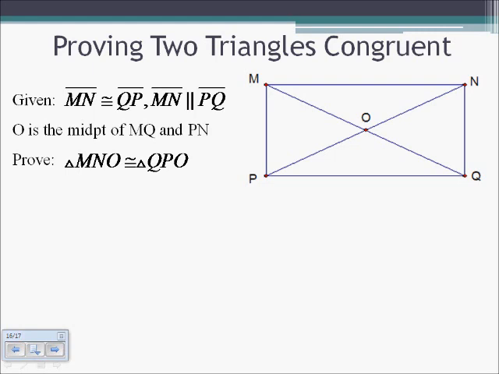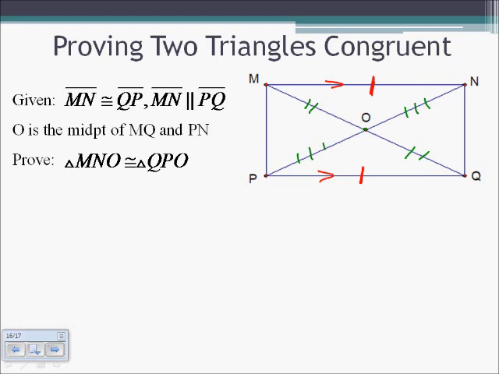We know that MN is congruent to QP. We also know that MN is parallel to PQ. That'll help us with angles. And we know that O is the midpoint of MQ and PN. So we know the midpoint theorem cuts things into two congruent parts. If O is the midpoint of MQ, that means that MO is congruent to OQ. And that also means that PO is congruent to ON as well. So without even writing anything up there, we have all three of the sides being congruent.